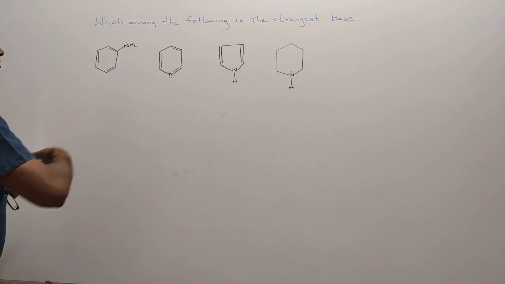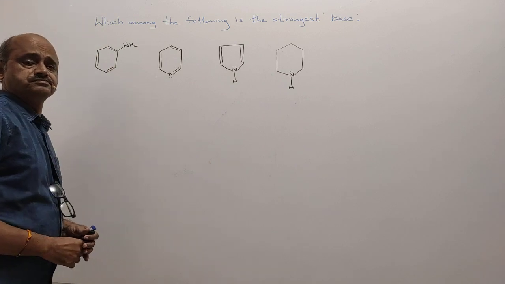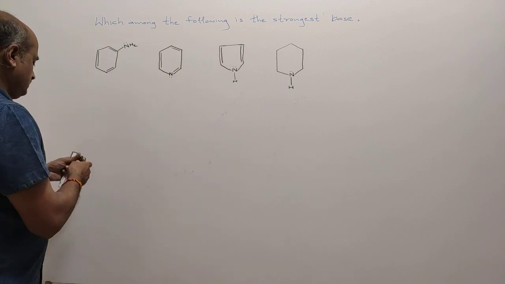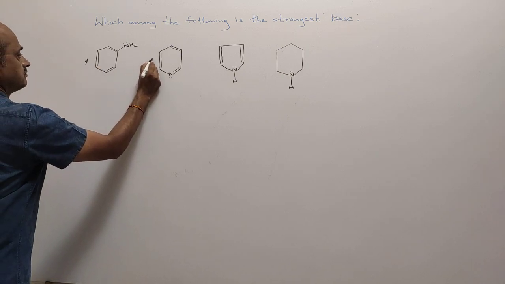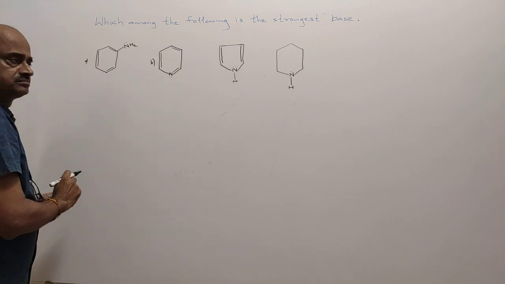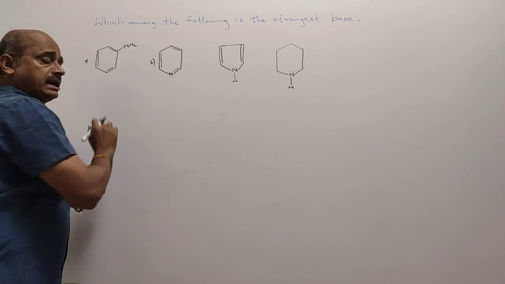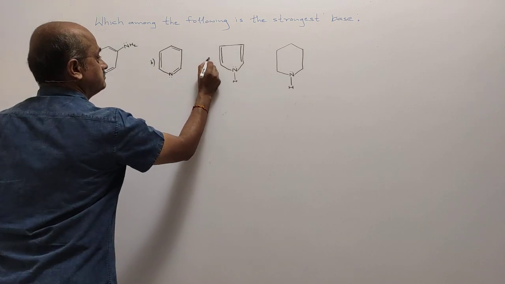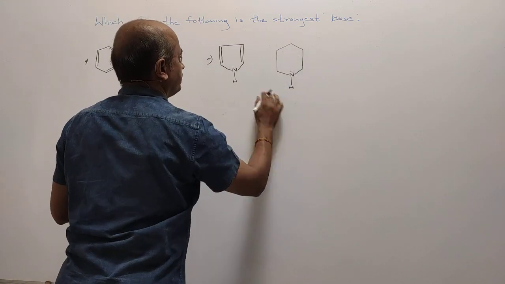Strongest base among the following. These are the four compounds given here: aniline, pyridine, pyrrole, and another. Which is the strongest base?